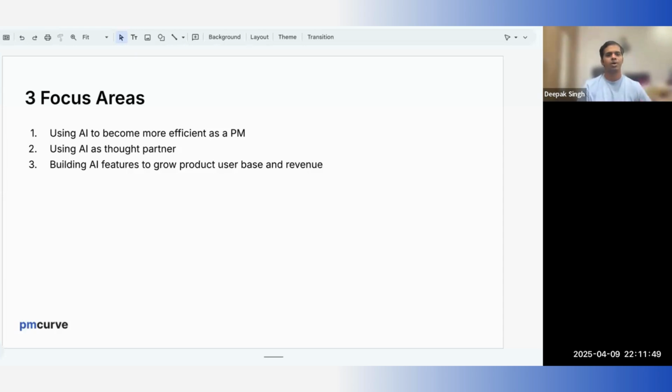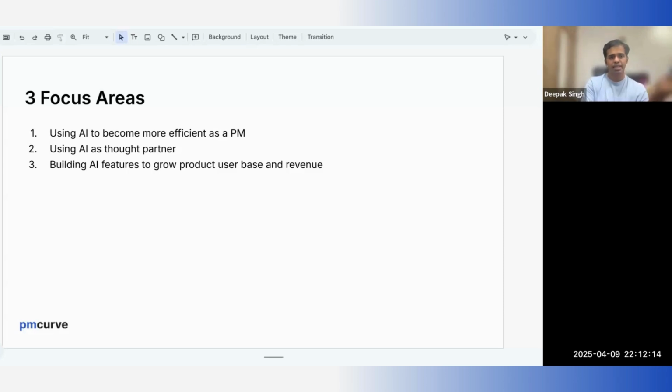The second is how do I use AI as a thought partner? And by the way, first and second are not different levels. Sometimes you need to use AI to become more efficient, but sometimes you can just use AI as a thought partner rather than letting it do some of the work that you are supposed to do. In fact, in some cases it can even be counterproductive when you are using AI to become a thought partner.